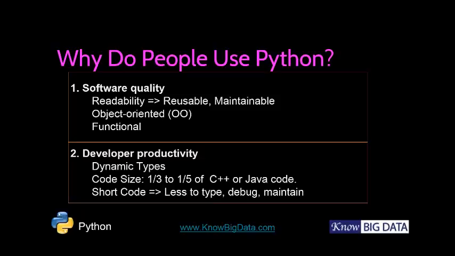All right, we come to the next, developer productivity. How does developer productivity come into the picture? Productivity increases when the developer is able to write code much faster and takes less time to code. The point here is that the code size is one third to one fifth of C++ or Java code. It is also a dynamically typed language.